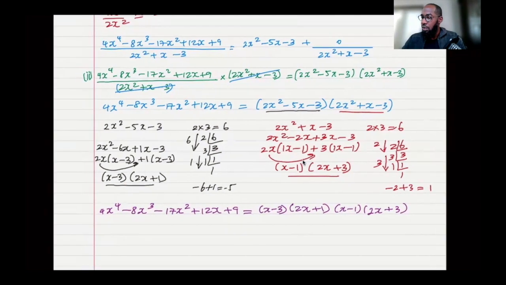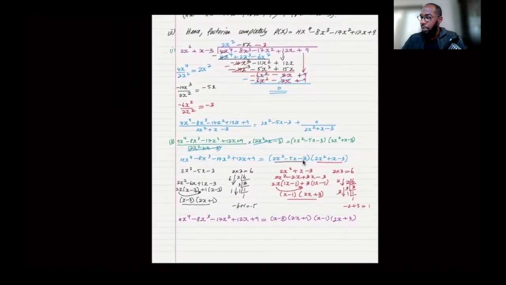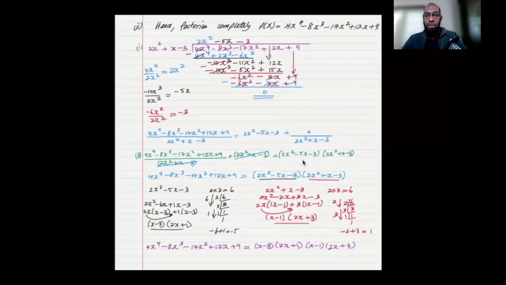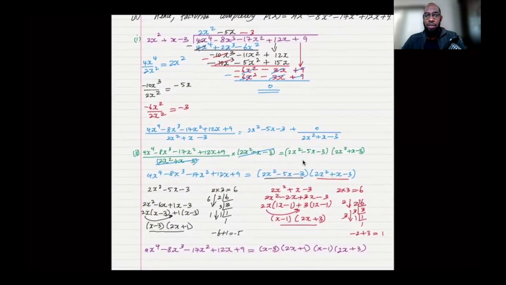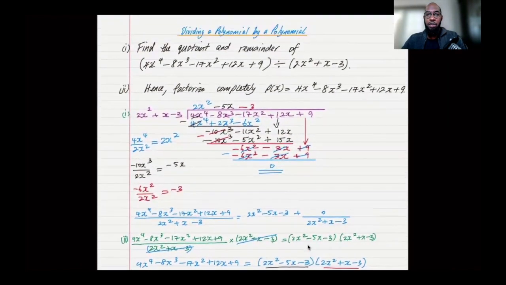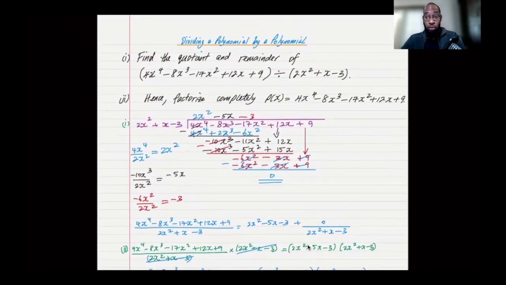All right. So that's the answer for part 2. The question is just long. It's not difficult at all once you follow the steps. All right. So here's the long division. Here's the quotient. Here's the start of simplifying it to get the factorization part. You have to factorize the quadratic here, and this here is your answer. So that's it for dividing a polynomial by a polynomial.